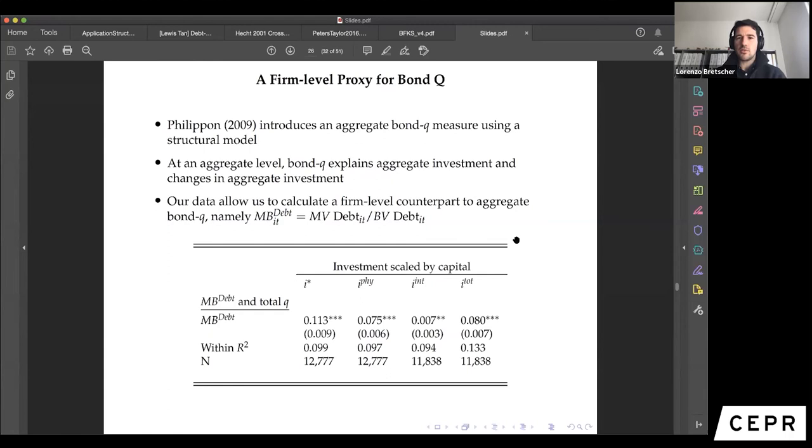So we try to exploit our data along this dimension and say, look, we're able to calculate a firm level proxy of bond Q. So let's test it and see whether it has something to say about investment. It turns out it enters in a statistically significant way and also with the right sign. So there is a relationship between investment, whether it's physical or intangible or total, and firm level bond Q.